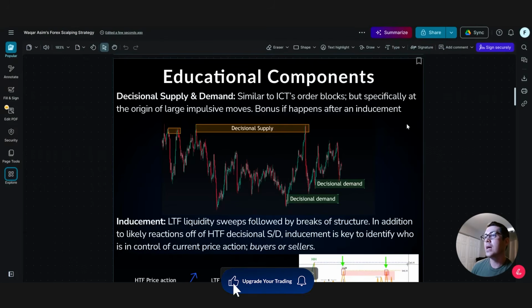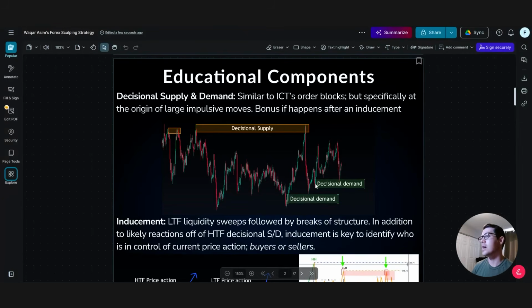So we're going to start with some educational components. The first one being what he calls decisional supply and demand. Supply and demand is a very commonly used concept. We've tested Burns' model, Doyle's model. There are tons of different supply and demand strategies out there. The main thing with these decisional supply and demand levels is that the levels are at the start of these big moves.